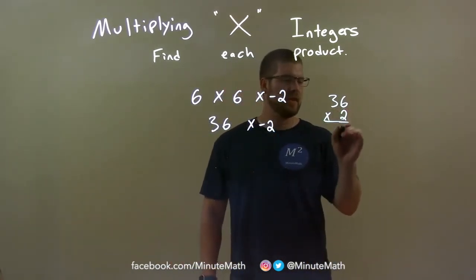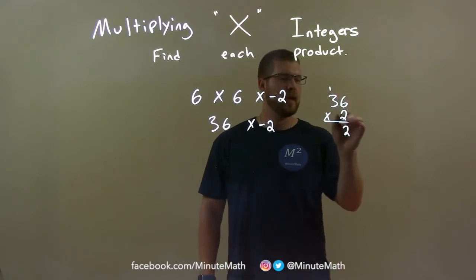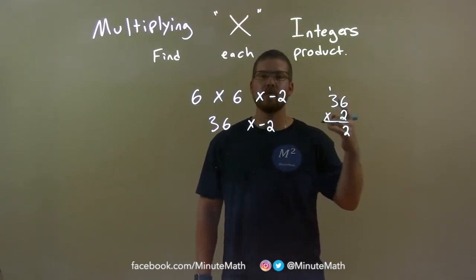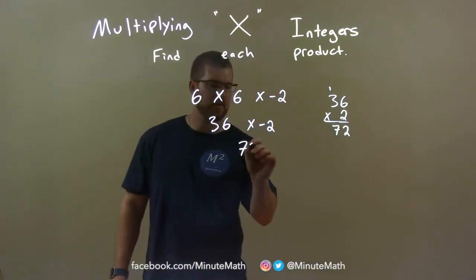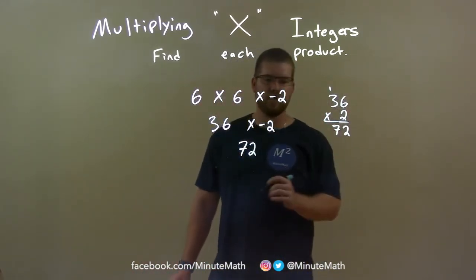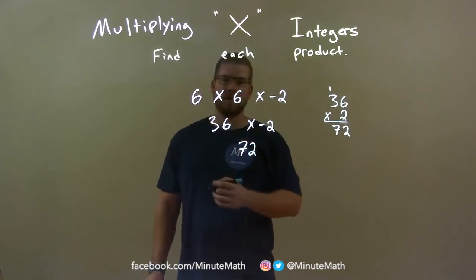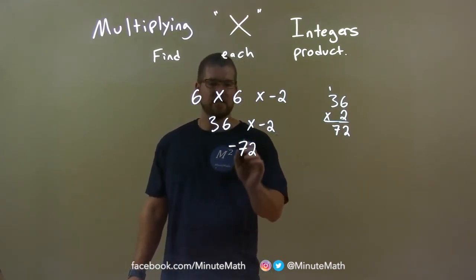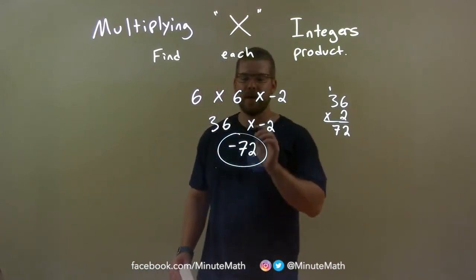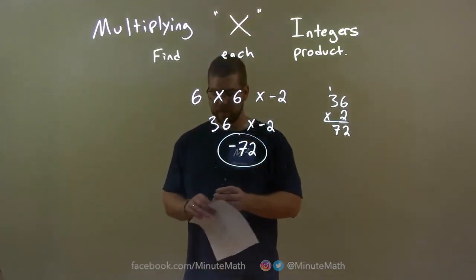2 times 6 is 12. 2, carry the 1. 3 times 2 is 6. Plus 1 is 7. 72. So we put a 72 here. And now that's 36 times 2. But we have a positive times a negative. Positive times a negative is always a negative. So we have a negative 72. So our final answer, negative 72.